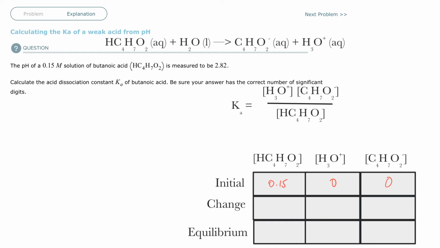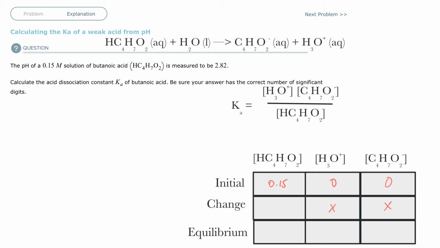Now, what is the change? The change is that you're going to get some acid production. So we'll just call this X. Then we'll find out what X is in a minute. So if X is on the right, and this is a 1-to-1 relationship, so there's no coefficients here, then for every X here, whatever number of moles here that I have, the same number of moles here. So that means this is also going to be X.